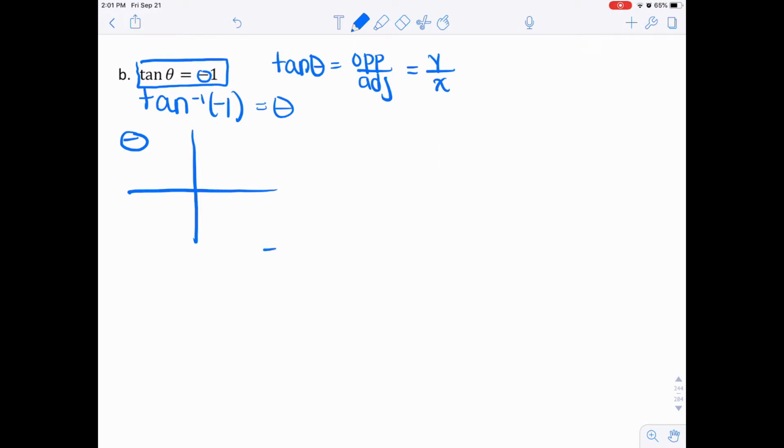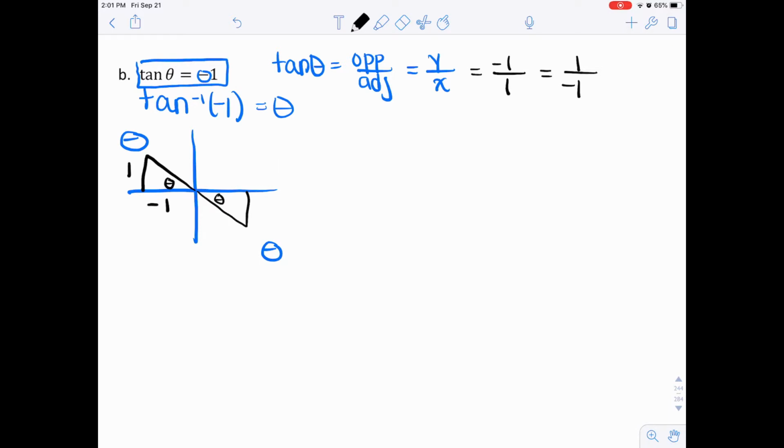Since the value for tangent is negative, we need to identify the quadrants where tangent is negative, and tangent is negative in quadrant 2 and quadrant 4. The reason that tangent is negative in those two quadrants is that since tangent is defined as y over x, the result is negative if one of the values is positive and the other is negative. So in quadrant 2, that's where x is negative and y is positive. In quadrant 4, that's where the x value is positive and the y value is negative.